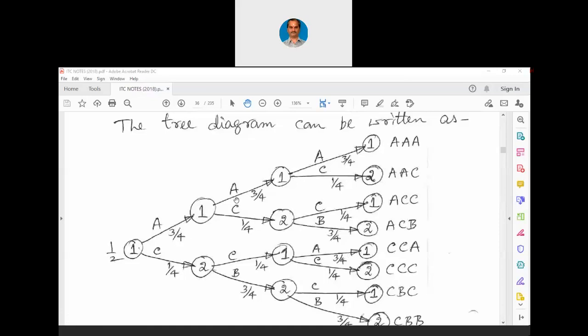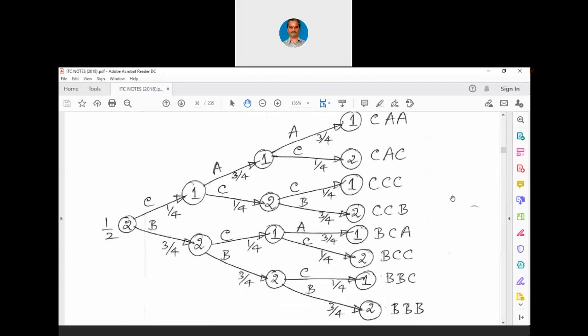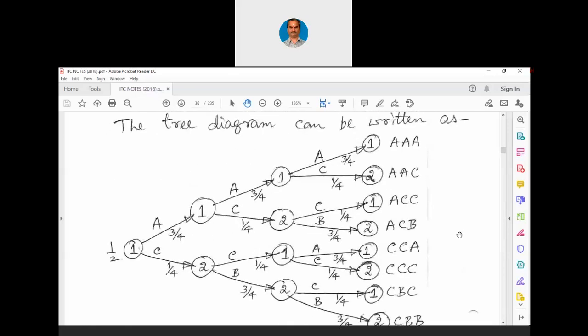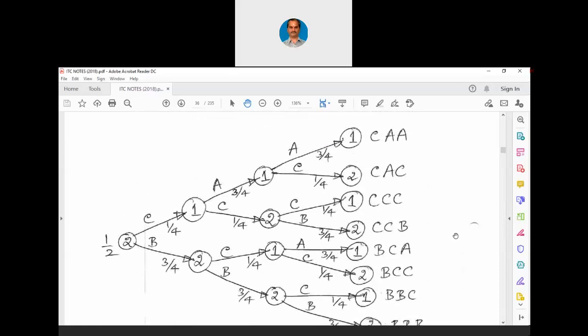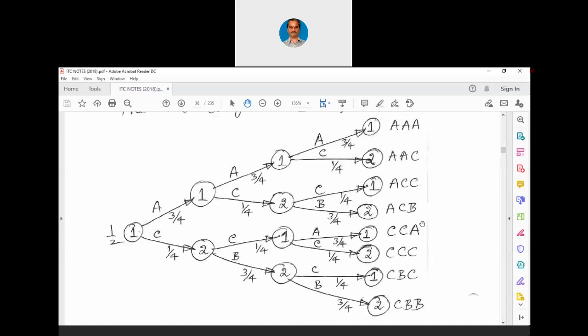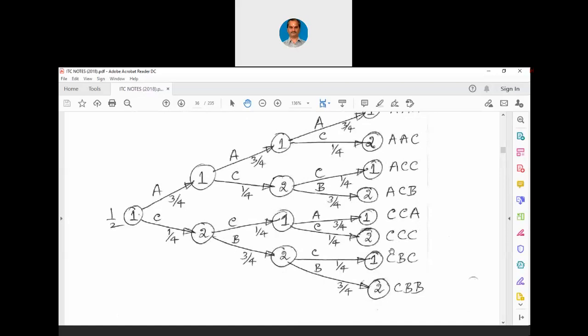So I will show you the other tree diagram for the other state. Now it is for state 2. For state 2, it is now CAA, CAC, CCC, CCB, BCA, BCC, BBC, BBB. Now, if you compare these two here, there are some common sequences. For example, this CCC is occurring from state 2's emission as well, and the CCC is occurring from state 1's emission as well.